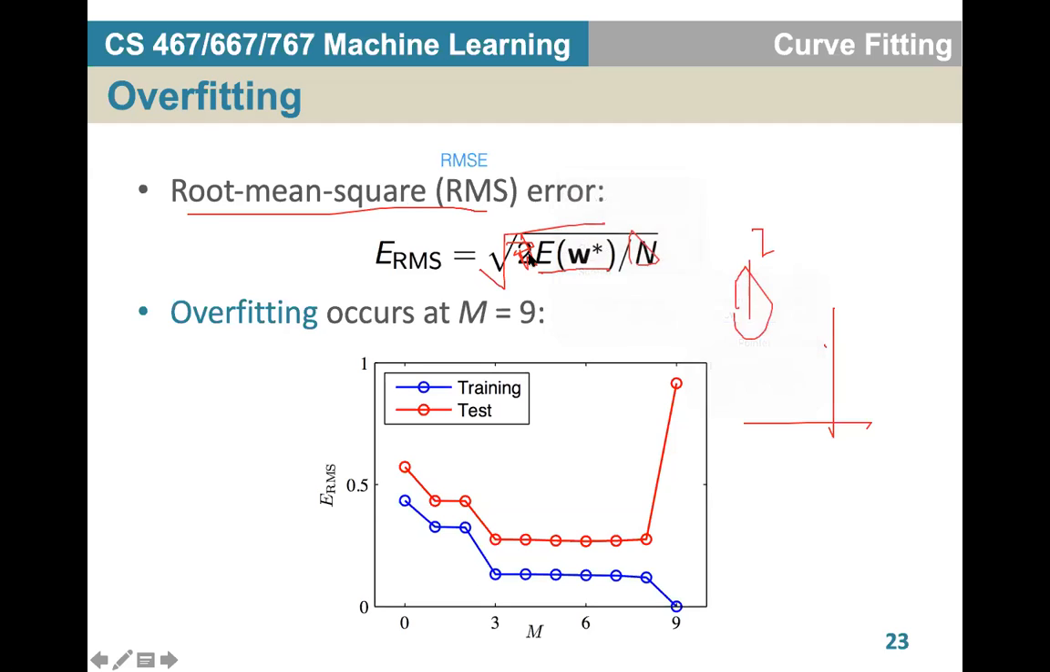Let me use the pen. Okay, so we have the sum of squared errors. If we divide by n, we get the mean squared error. But each data item's error, the average error, is still squared. So then we take the root, and we get the root mean squared error. This is usually for regression, by the way.